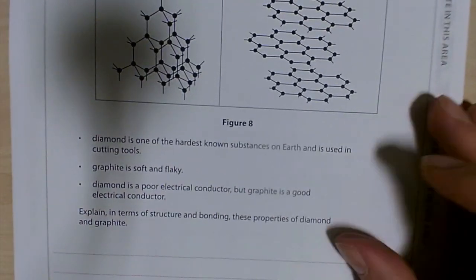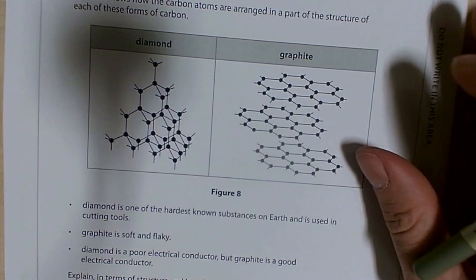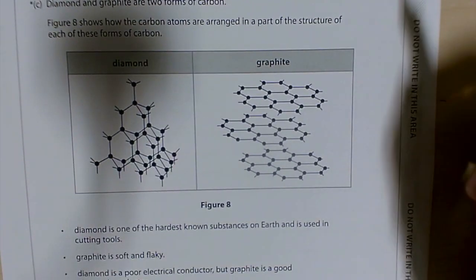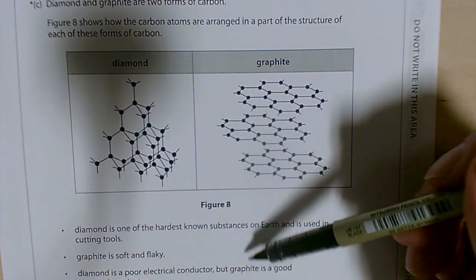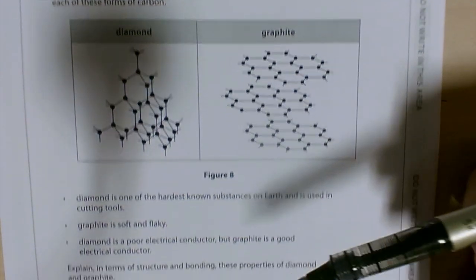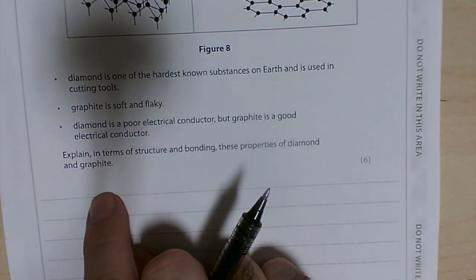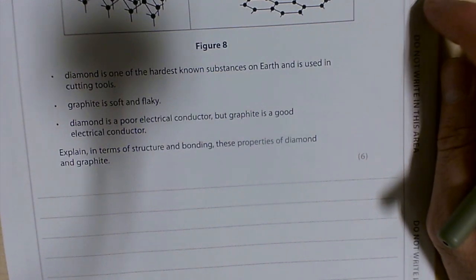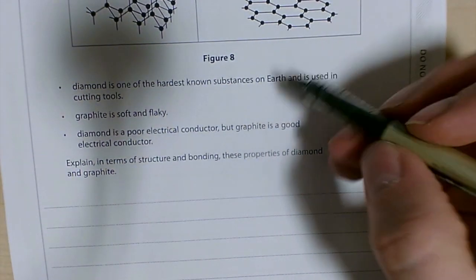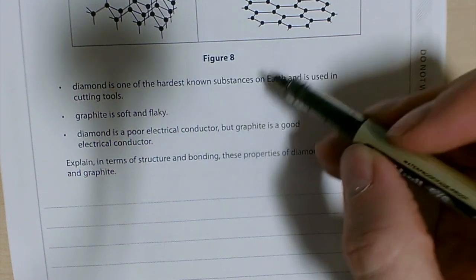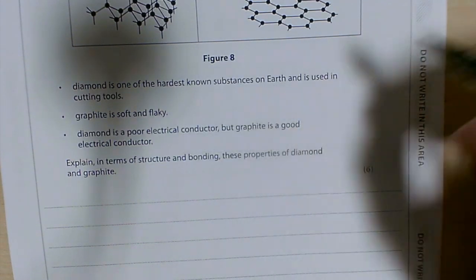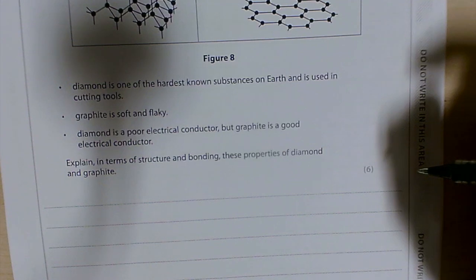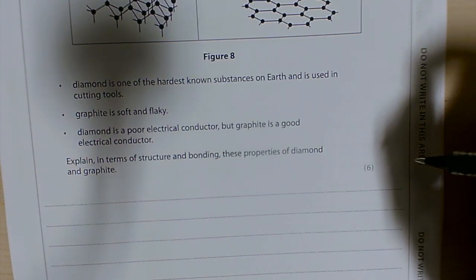And then we have a classic 6-mark question comparing diamond and graphite. So we've got some diagrams showing how the atoms are arranged, a little bit of information talking about some of the properties of them. We have to explain, in terms of structure and bonding, these properties of diamond and graphite. So we've got 3 things to talk about. Diamond being hard, therefore using cutting tools. Graphite being soft and flaky. Diamond being a poor electrical conductor. Graphite being a good electrical conductor. So you should really be referring to all 3 of those sections.